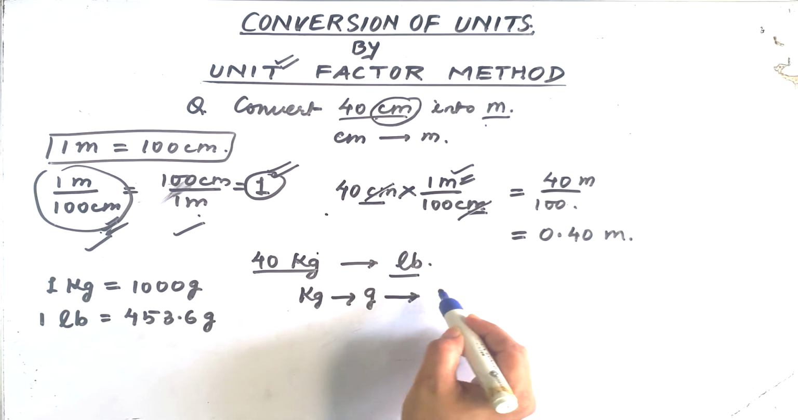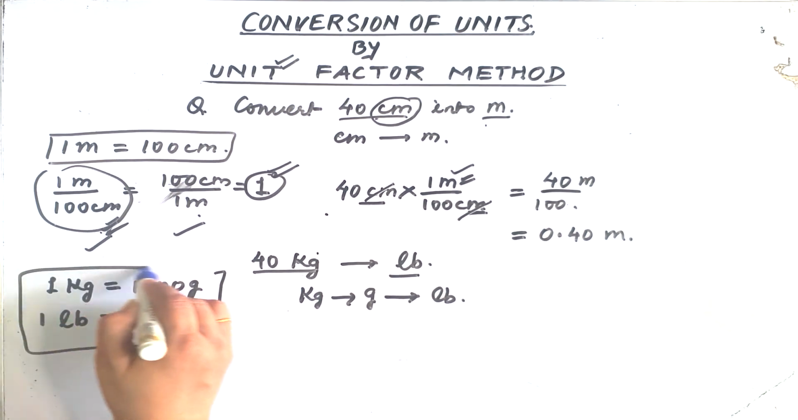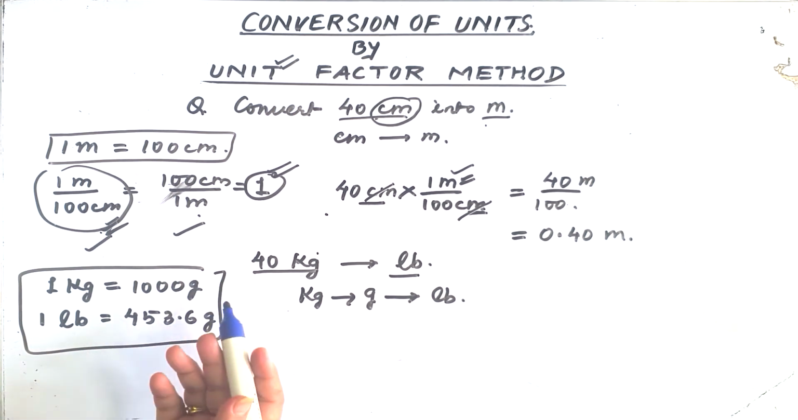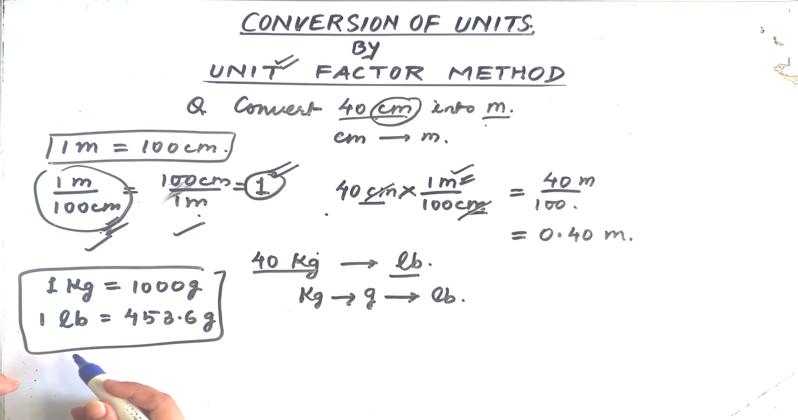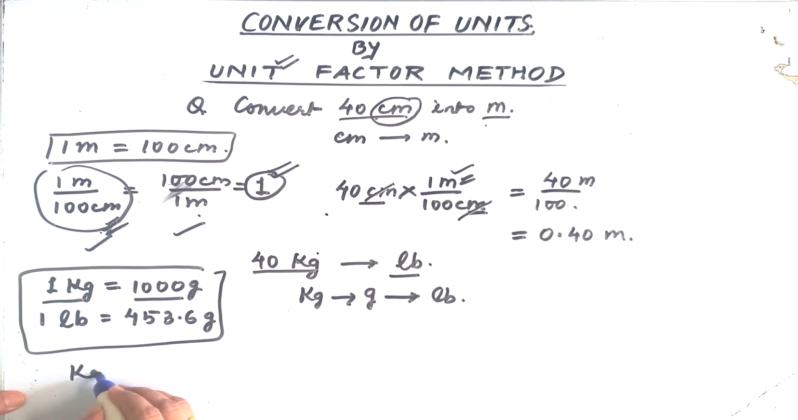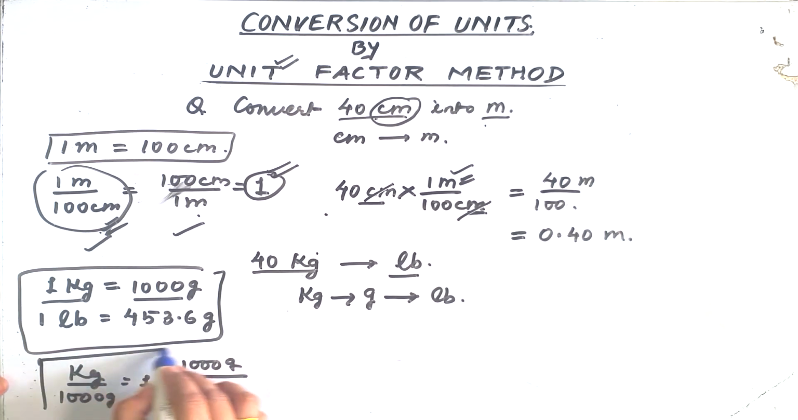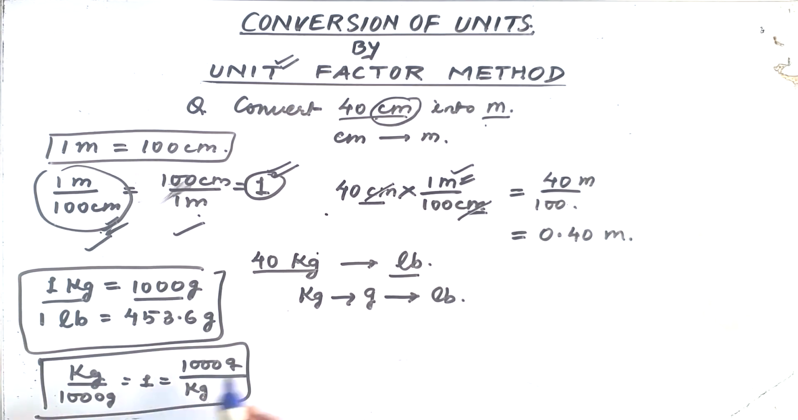So what I will do is convert this kilogram into gram first, and then convert this gram into pound, and this relationship will help me to do that, because I'm going to convert it into the conversion factor. That is, the first conversion factor is 1 kilogram divided by 1000 gram, which equals 1, or 1000 gram divided by 1 kilogram, which is also equal to 1. This is the first conversion factor.